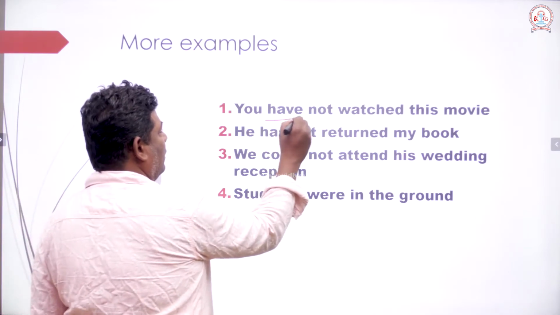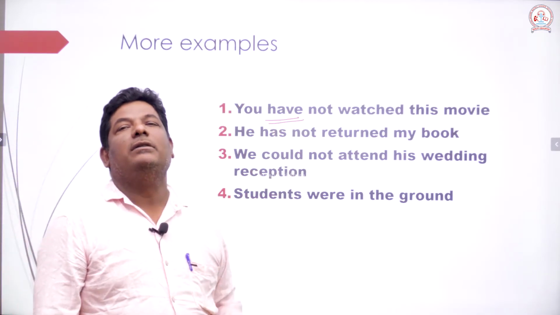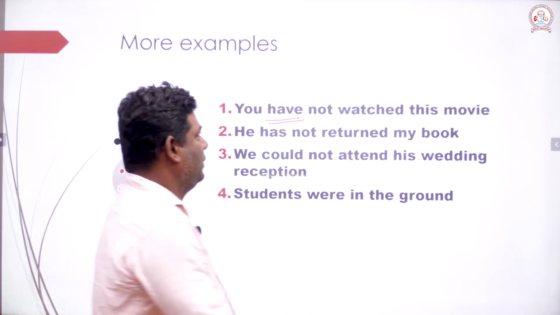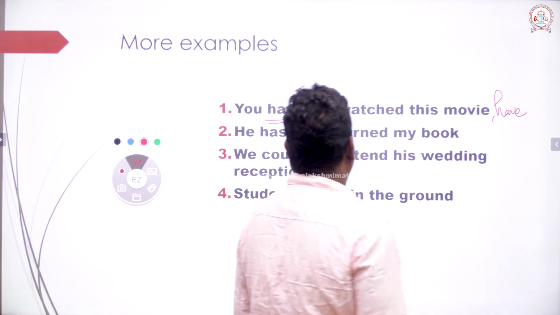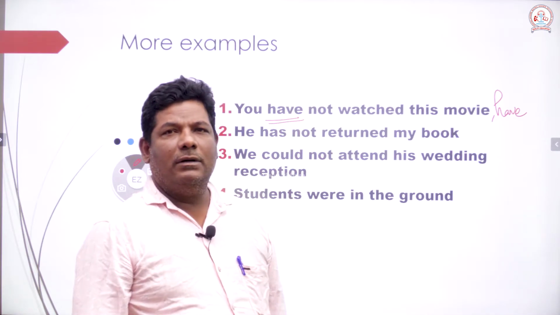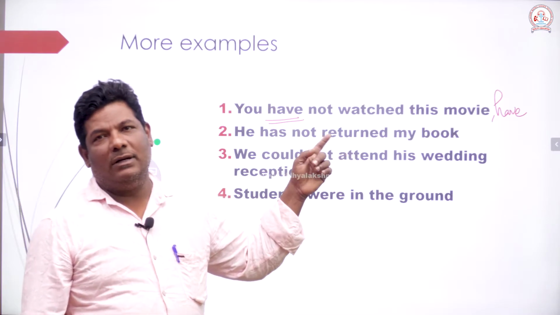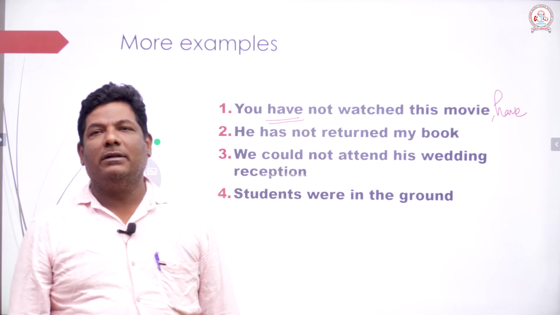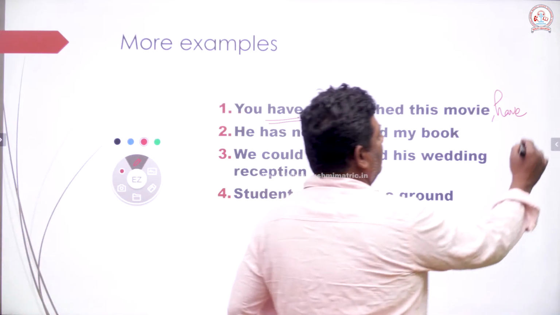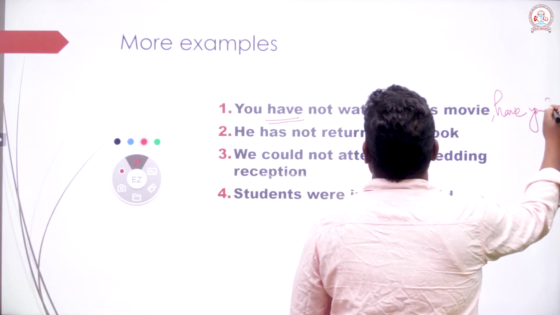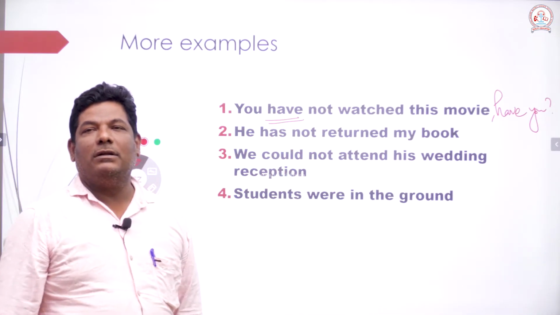Have is the auxiliary verb given. Therefore, we must use only have to write the question tag. So, have. The second step is to see whether it's a positive or negative sentence. It's a negative sentence. Therefore, it takes a positive question tag. You have not watched this movie, have you? So, that's a question tag, right.